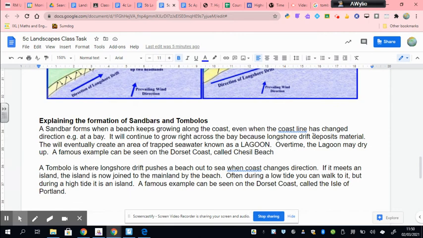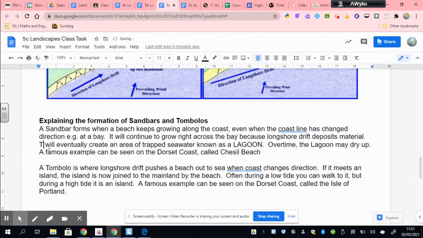The final part of the task that I'd like to do is highlight the key points in your written answer to these two features, which I've got here and I've done for you. So what are the key things I'd need you to highlight? Well, a sandbar forms when a beach keeps, and this is key, growing along the coast. So you want to use your highlighter pen up there to highlight that. Even when the coastline has changed, you want to highlight this bit, the direction. It will continue to grow right across the bay because longshore drift deposits material. That's what you're going to need to highlight.